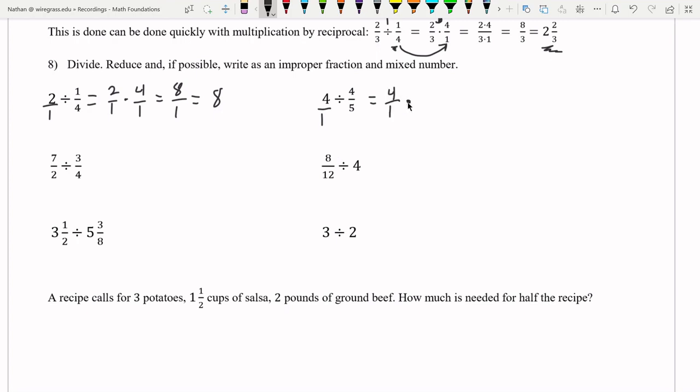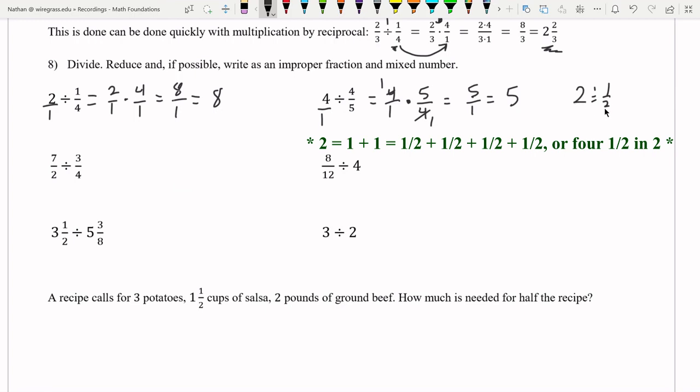Once again, 4 over 1, we're going to multiply by the reciprocal. I can cross cancel the 4s, and I get 5 over 1, which is just 5. There are 4/5s in 4. That's again what that means. It's hard to understand that. It's easier to think about things like 2 divided by a half. There are going to be 4 halves in 2 because each one is a half. But some of these things, like this one, are a little bit harder to visualize easily.